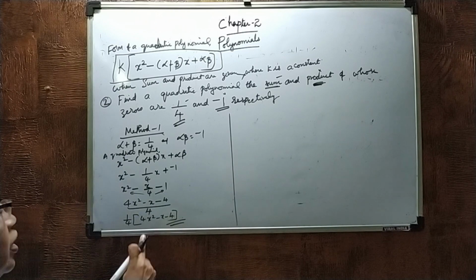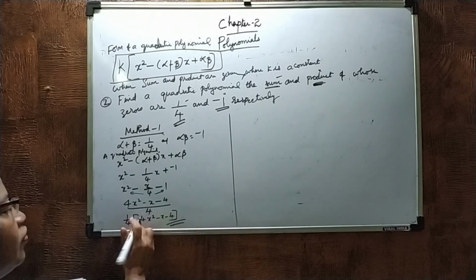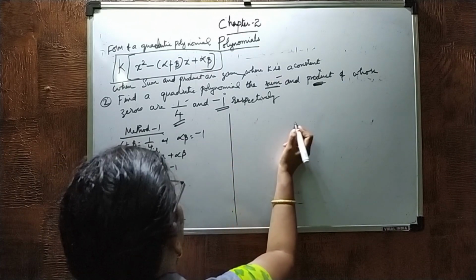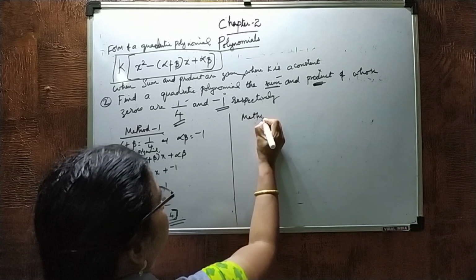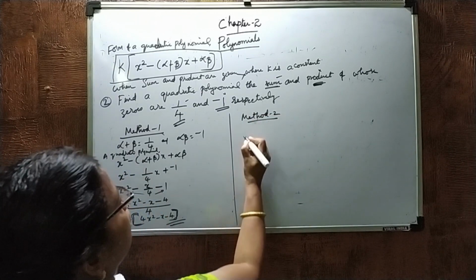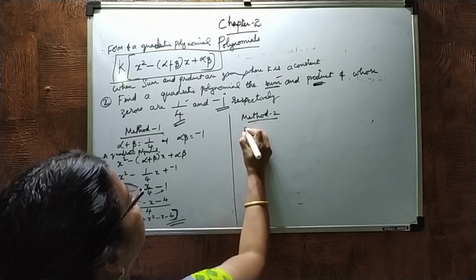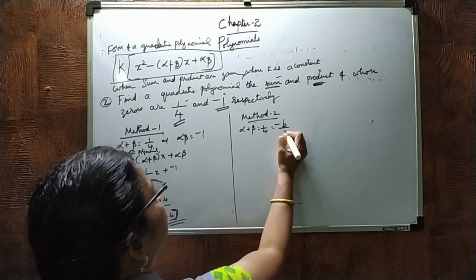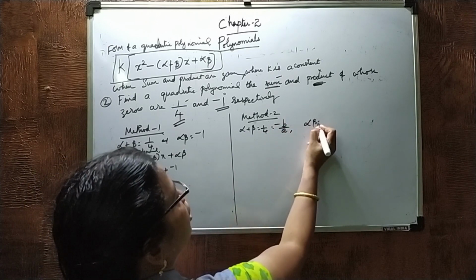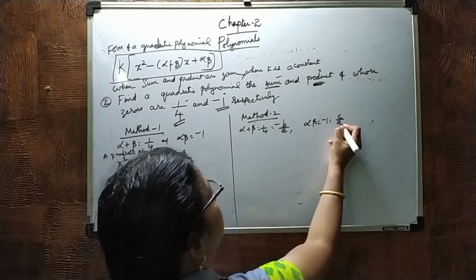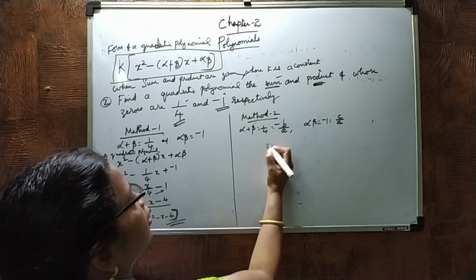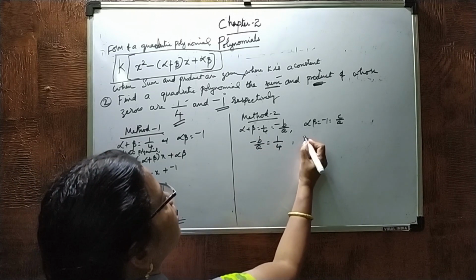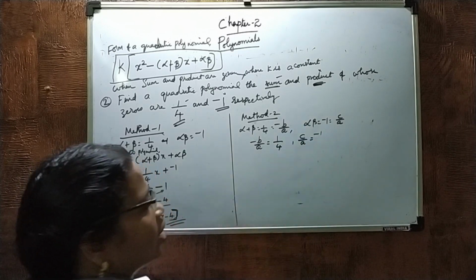Okay. Now for method 2, only this will be there. If you write from here to here, you will get the answer. So here, using a and b, we will do method 2. Here alpha plus beta is equal to 1 by 4, that means negative b by a, and alpha beta equals negative 1, that is c by a. So negative b by a equals 1 by 4 and c by a equals negative 1.